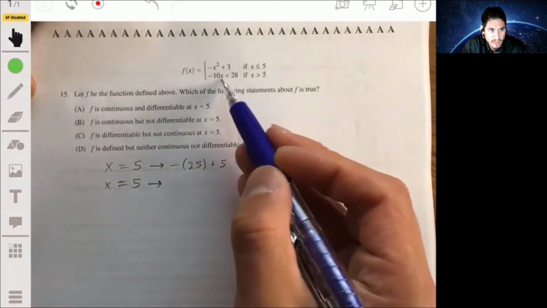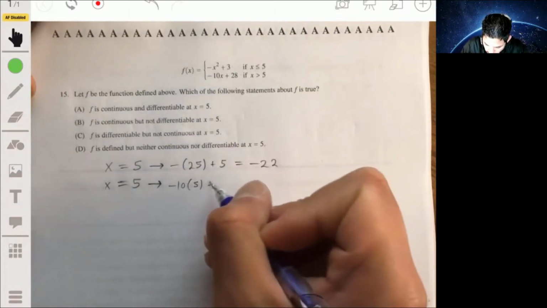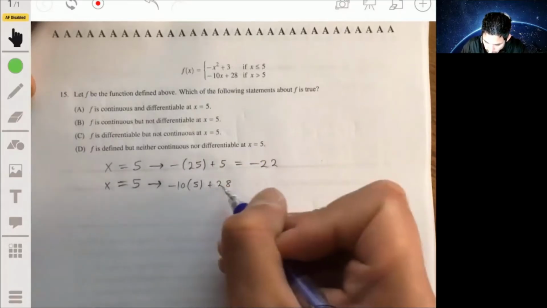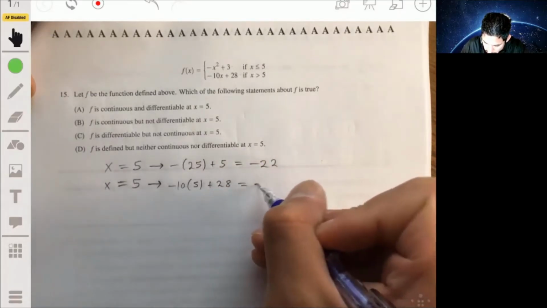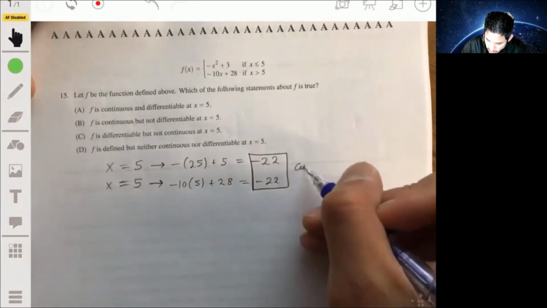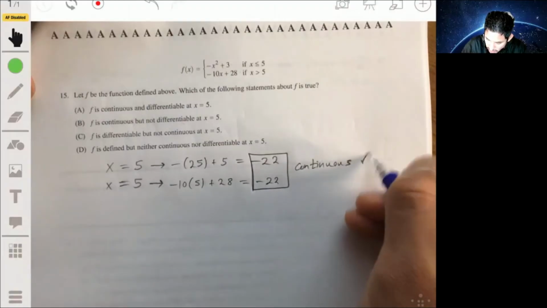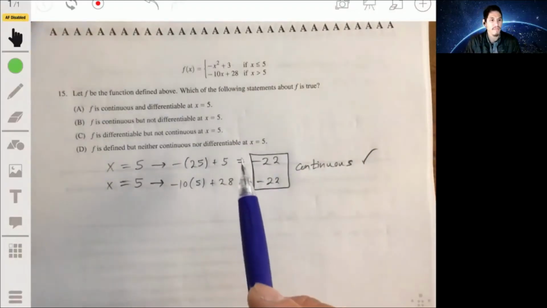And when you plug 5 into the bottom expression, you get negative 10 times 5 plus 28. So negative 50 plus 28. And so you would also get negative 22. So it's continuous to connect when x is 5. So we know it's continuous.